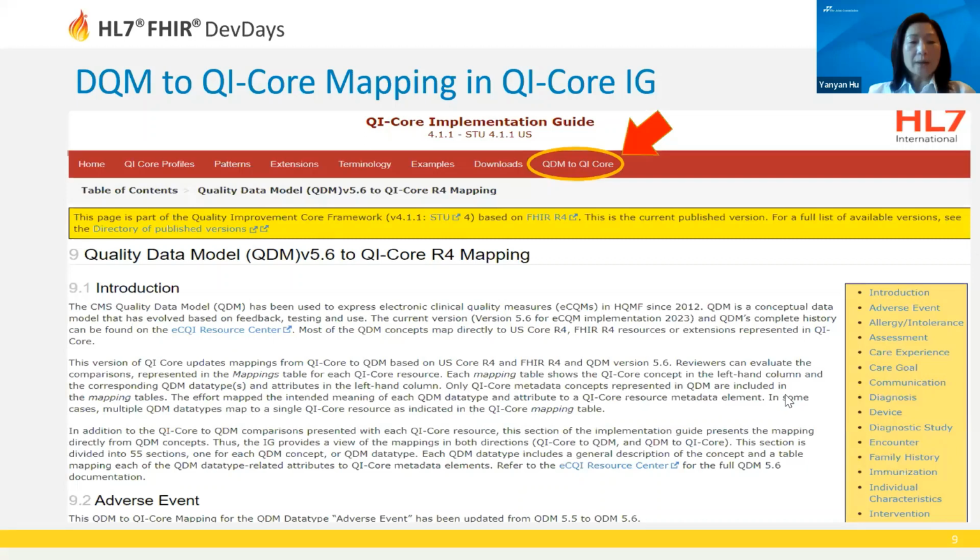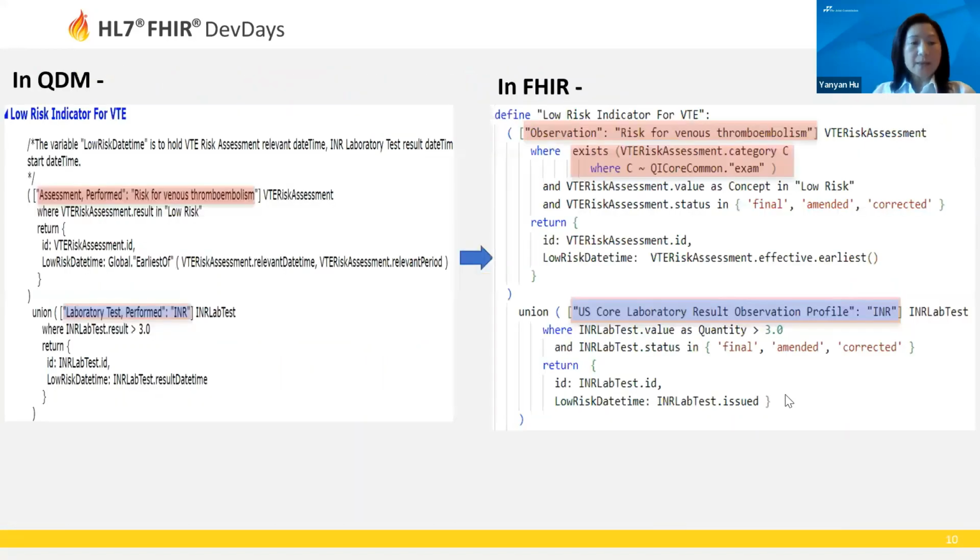So how exactly do we determine the QI Core equivalence? The red arrow is pointing to the QDM to QI Core page in the QI Core IG. This is an important resource when converting to FHIR measures. The conversion process is not always simply a one-to-one mapping. Sometimes one QDM element needs multiple FHIR elements to represent.